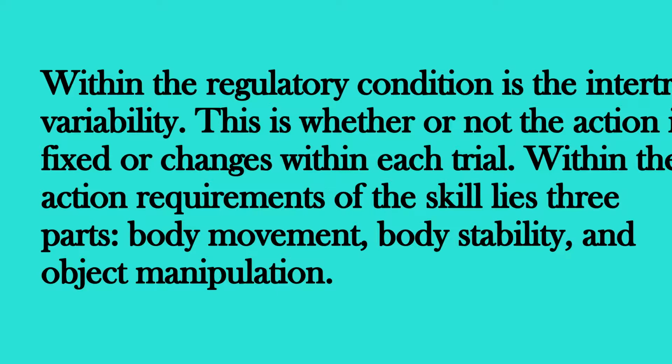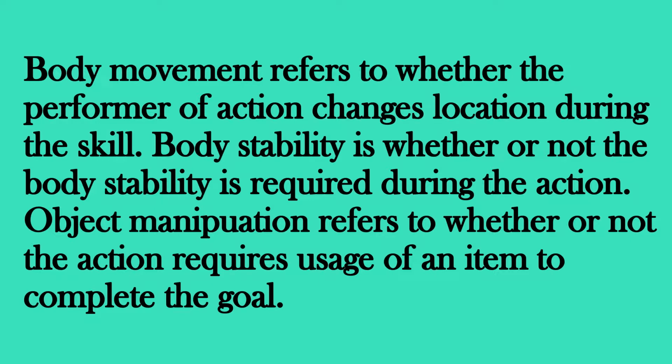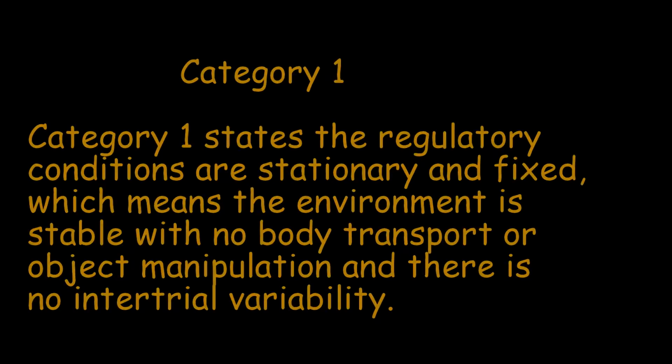Within the action requirements of the skill lie three parts: body movement, body stability, and object manipulation. Body movement refers to whether the performer of the action changes location during the skill. Body stability is whether or not body stability is required during the action. Object manipulation refers to whether or not the action requires usage of an item to complete the goal.